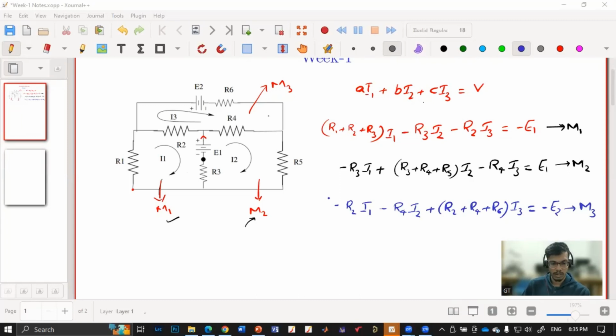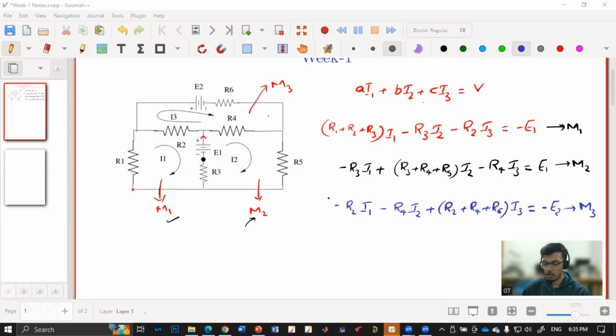The logic is, if you are considering any mesh, say here there are three meshes, M1, M2, M3, and we are applying KVL in mesh M1, the left hand side will be the summation of the currents with their coefficients, and on the right hand side we have the voltage source. Each of these coefficients we can directly get from the circuit without writing any equation. If we are in mesh M1, then the coefficient of I1 is the sum of the resistors in that mesh. Here in mesh M1, we have R1, R2, and R3. So we directly get the coefficient as R1 plus R2 plus R3.